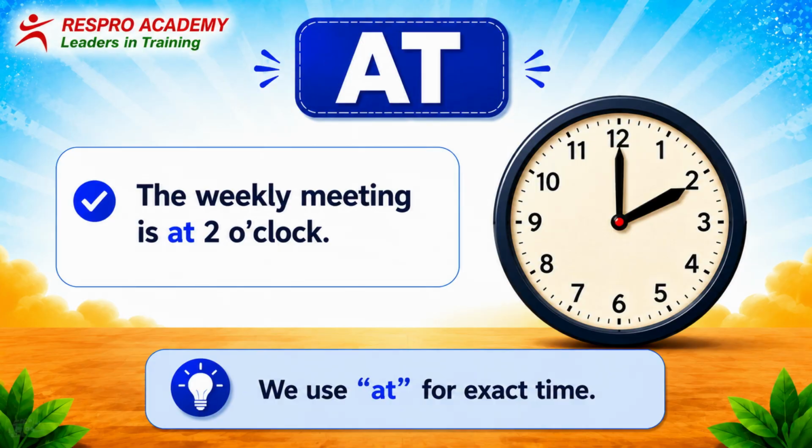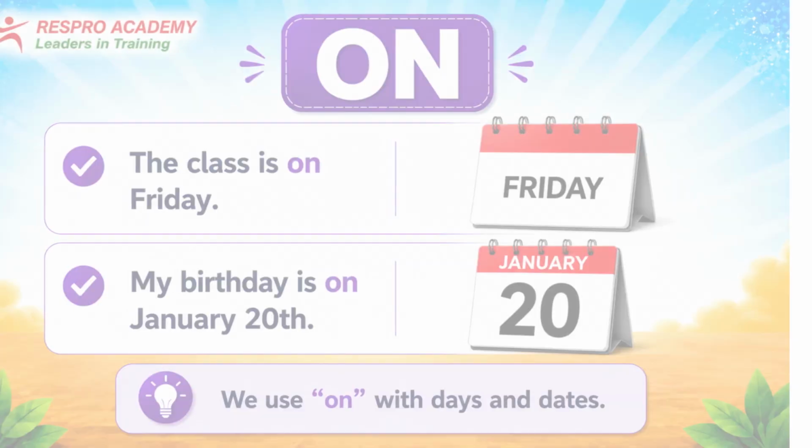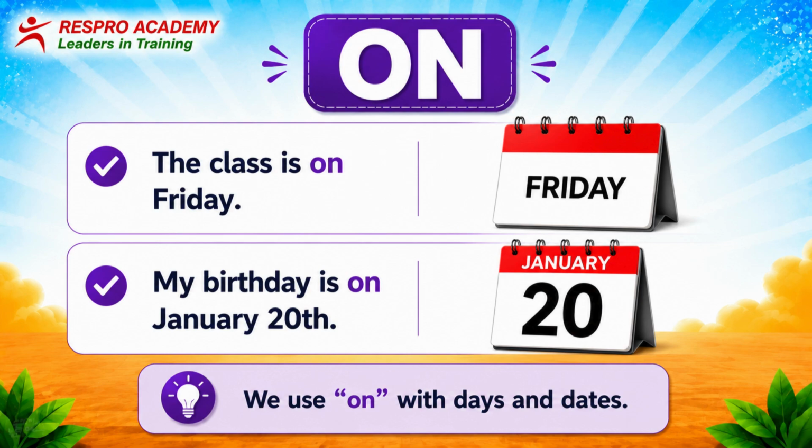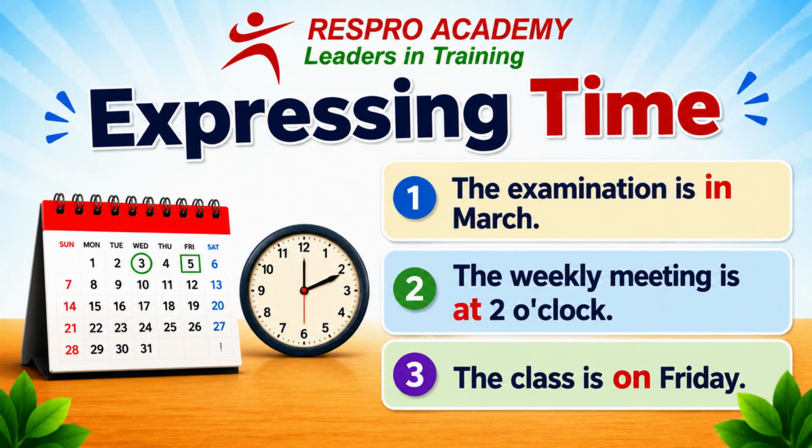The next one, the weekly meeting is at 2 o'clock. We use at for exact time. Furthermore, the class is on Friday. My birthday is on Jan 20th. We use on with days and dates. So, just from these three sentences, we have already seen three different time expressions, in, at, on, and each one has a different use. We will learn them one by one in the upcoming lesson.